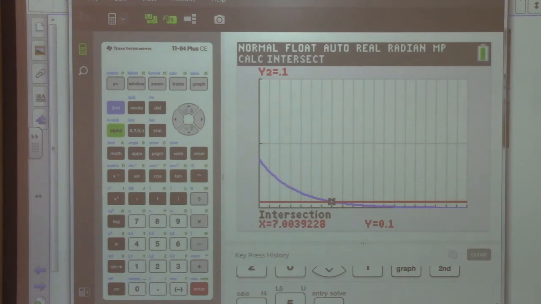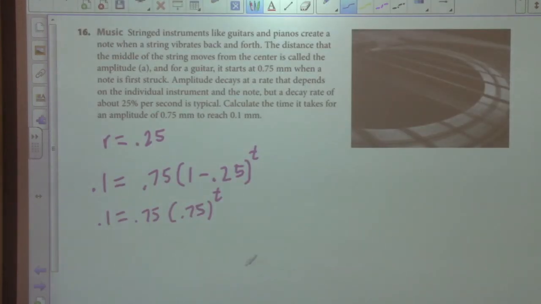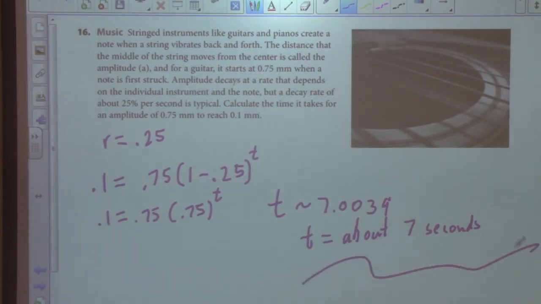7.0039. 7 seconds. Good job. So that's going to be, calculate the time, so about 7 seconds. T equals about 7 seconds. It says calculate the time. Yeah, so that's it. You got the thing. So that's going to be it, isn't it? Okay?